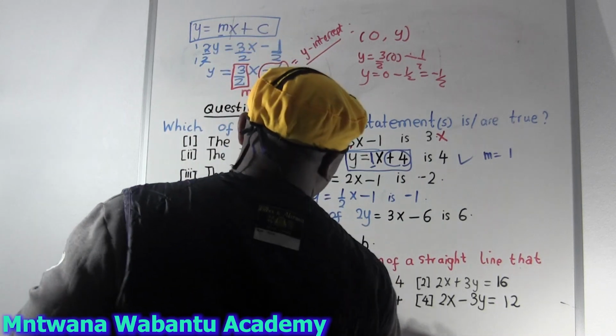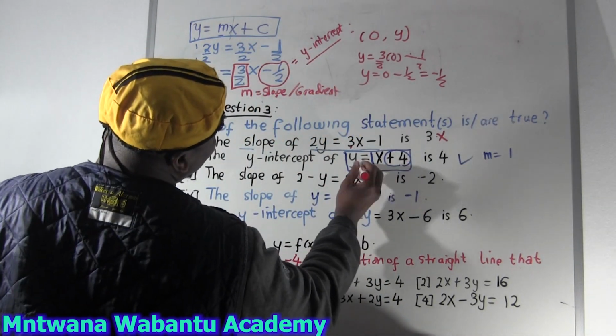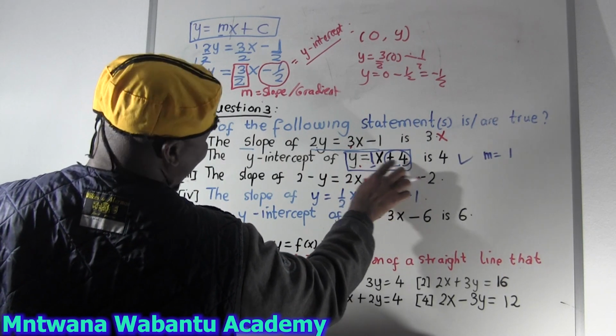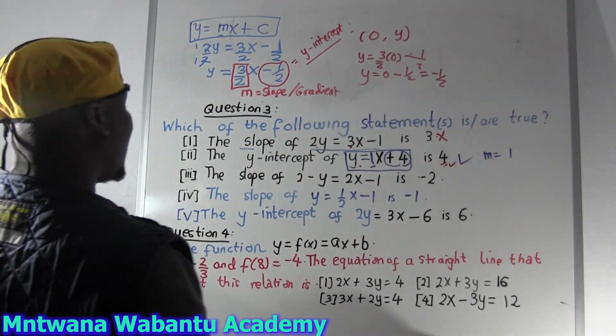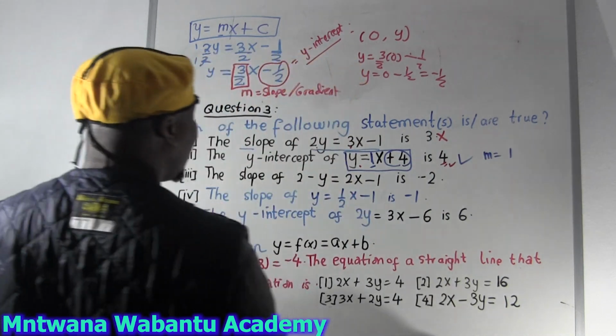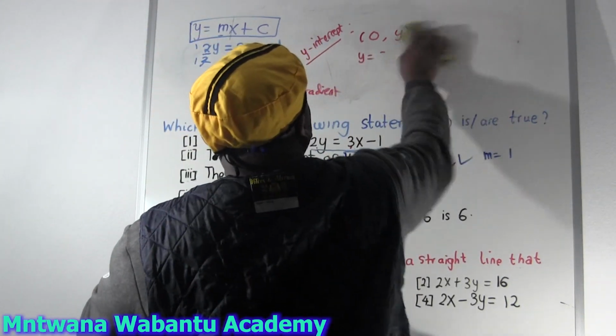Like I said, another way you can do it: when finding the y-intercept, x equals 0. 1 times 0 is 0, plus 4 equals 4. Yes, y-intercept equals 4. It's true. Now let's go for the third one. What are you going to do for the third one? Please rearrange it in the standard equation of a line. So let's make a space here.